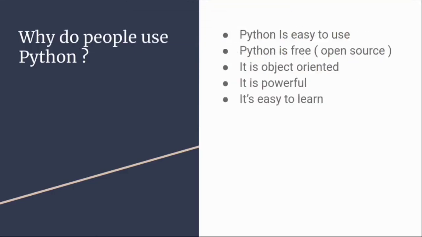Why do people use Python? Okay, so Python is very easy to use. Python is free and it is open source. It is object oriented, it is powerful, and it is easy to learn. And Python is the easiest programming language in the world, and it is very powerful. That's why hackers use Python.